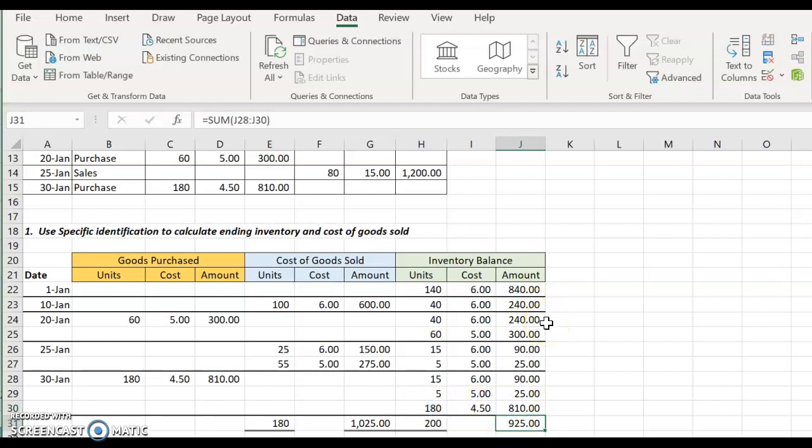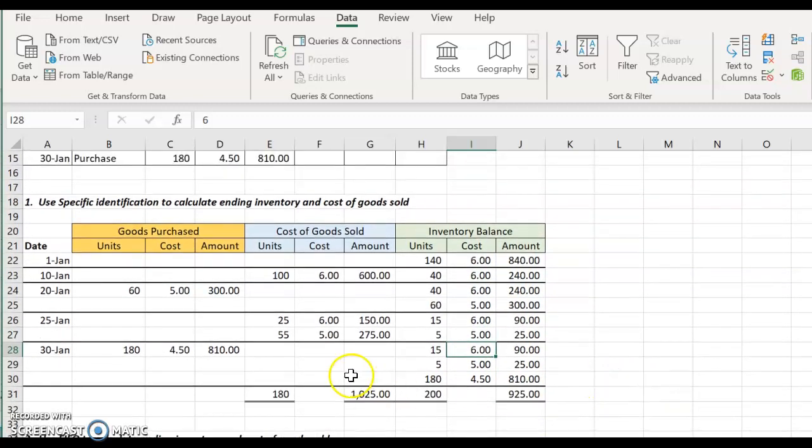So now if we look back, it told us, yes, in specific ID, we had 200 units of ending inventory, right? We do have 200 units. 180 of those are from the January 30th purchase, the $4.50. 5 are from the January 20th purchase, the $5, and 15 are from the beginning inventory, that $6 level. So our ending inventory is 200 units for a value of $925.